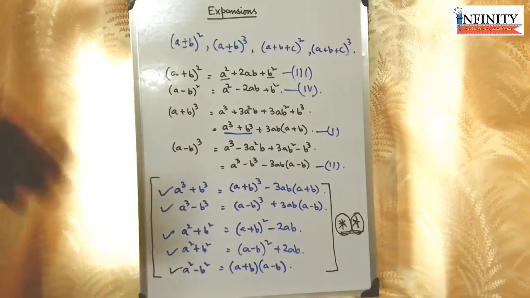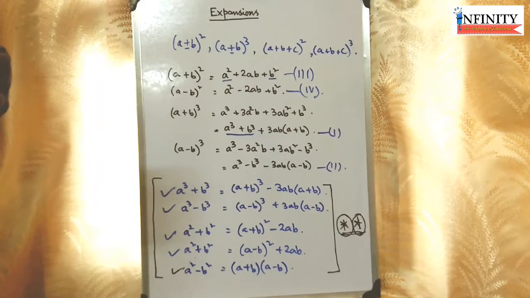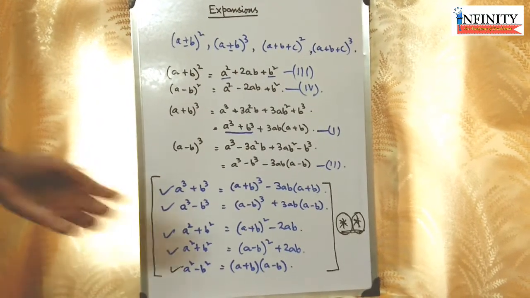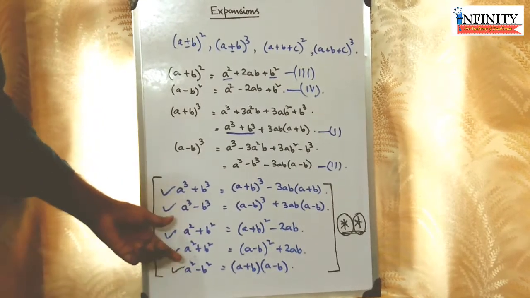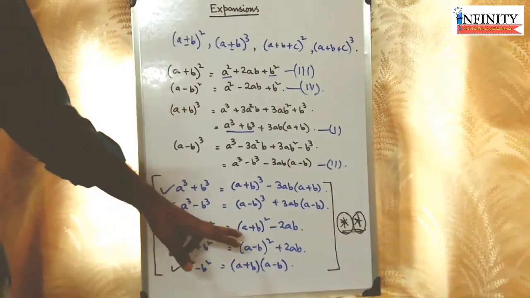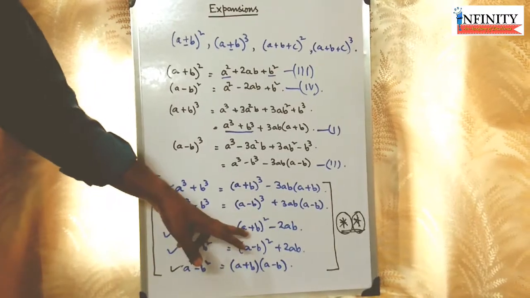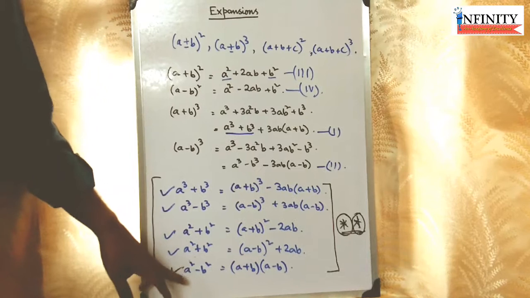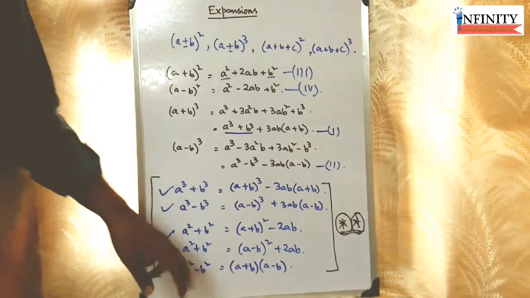Okay, so let us note these formulae for your use in the expansion chapter, that is a³ + b³ and a³ − b³, and a² + b² in two forms. One form is for a+b and another is for a−b, and another formula is for a² − b².